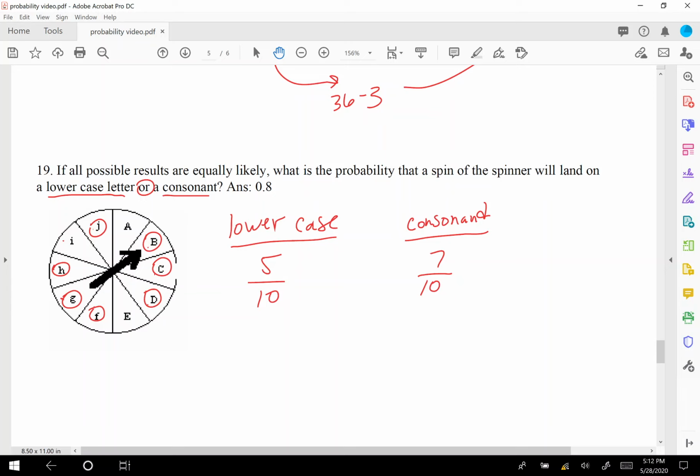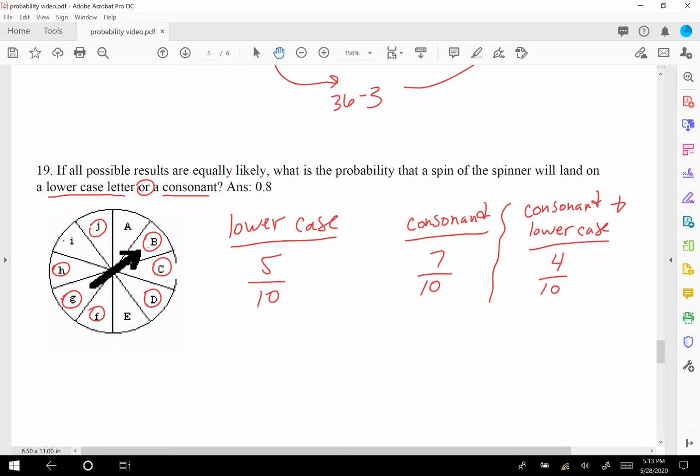But now we have our special group. We have to make sure that we don't double count. Consonant and lowercase. How many fit that? How many lowercase letters are also consonants? 1, 2, 3, 4. So 4 out of the 10.